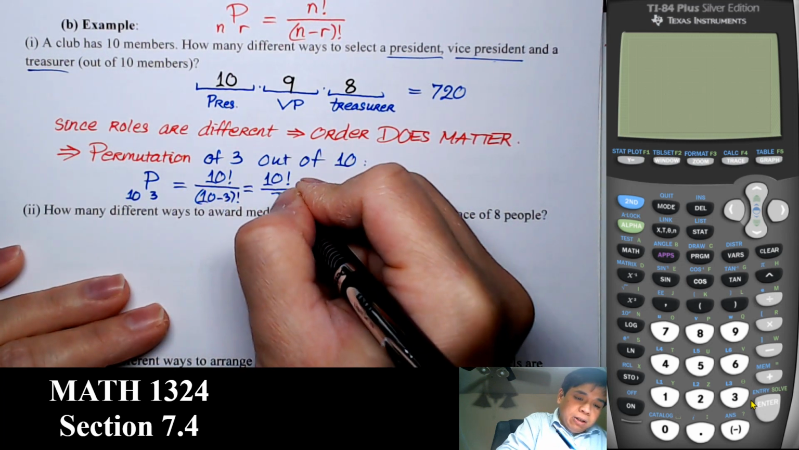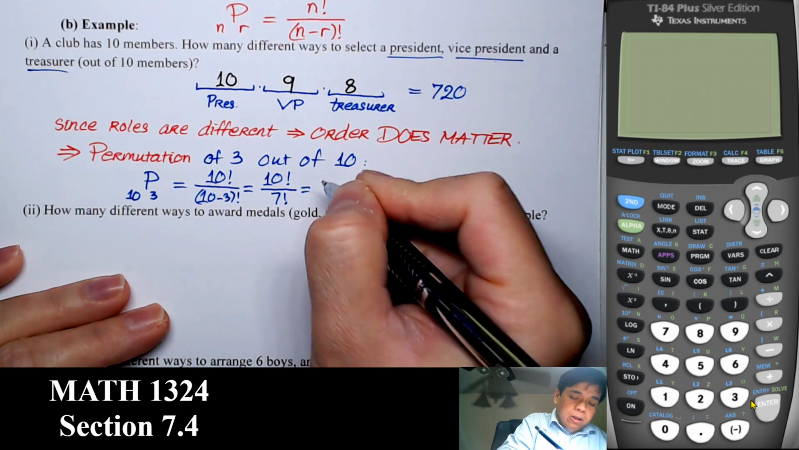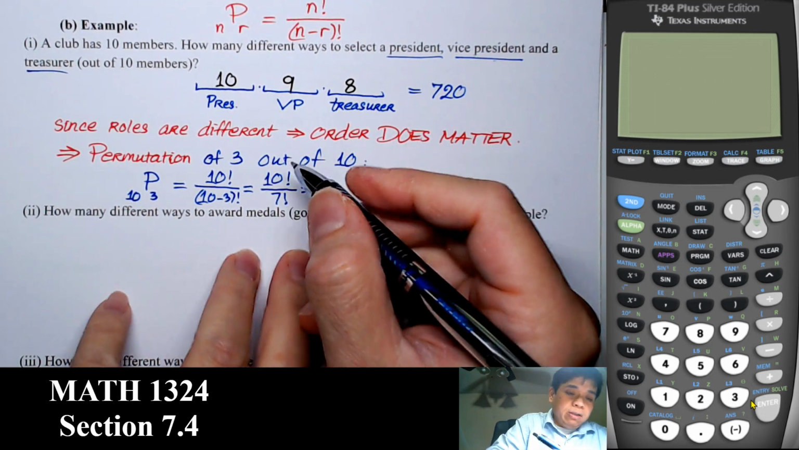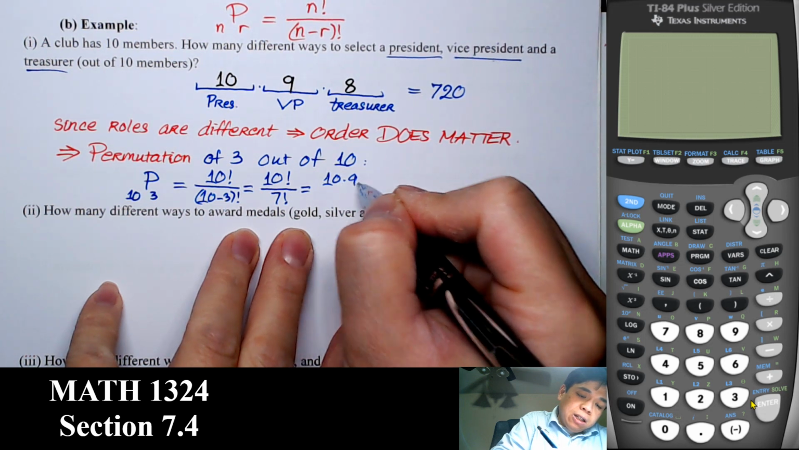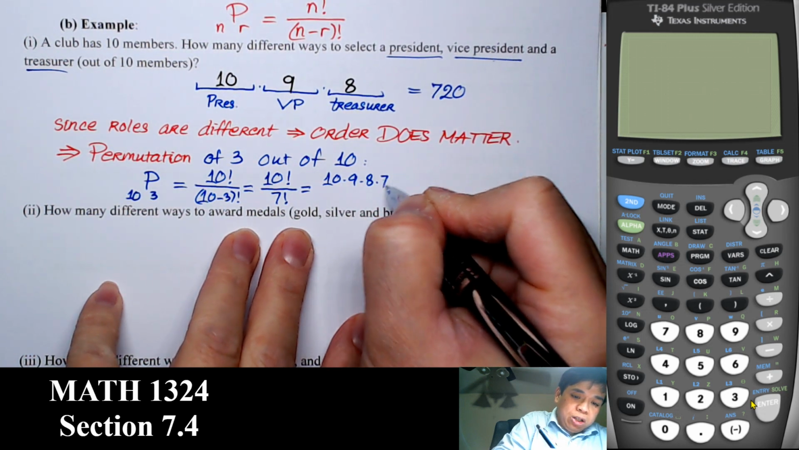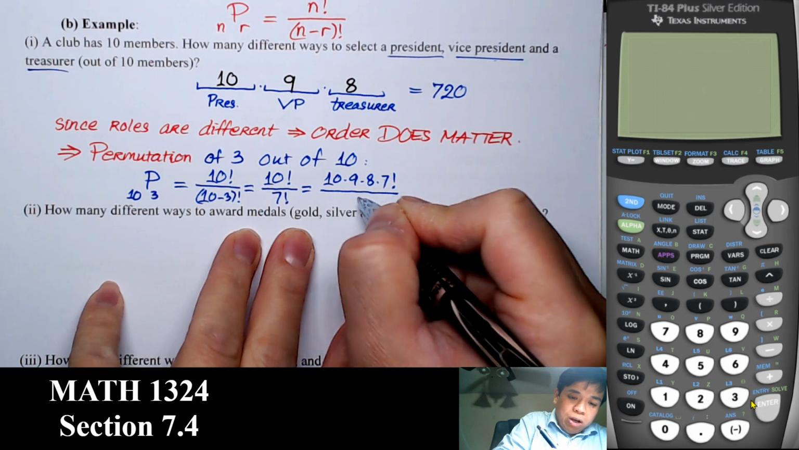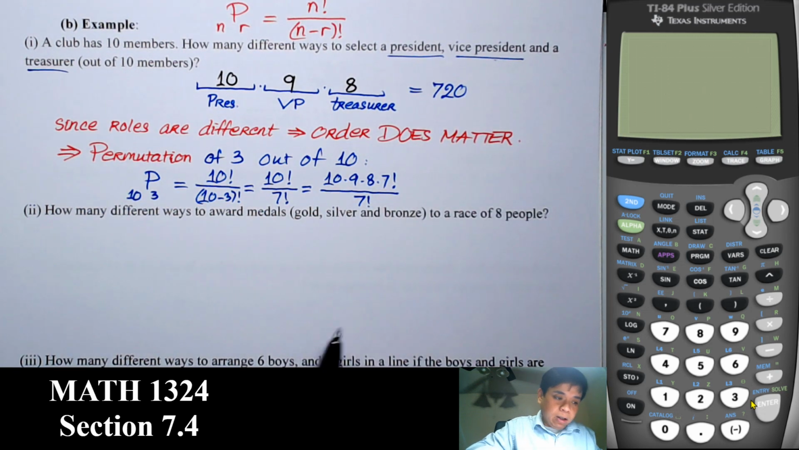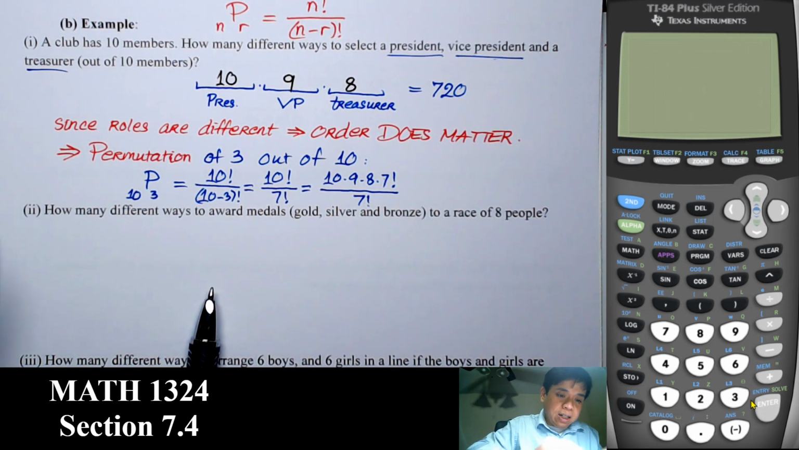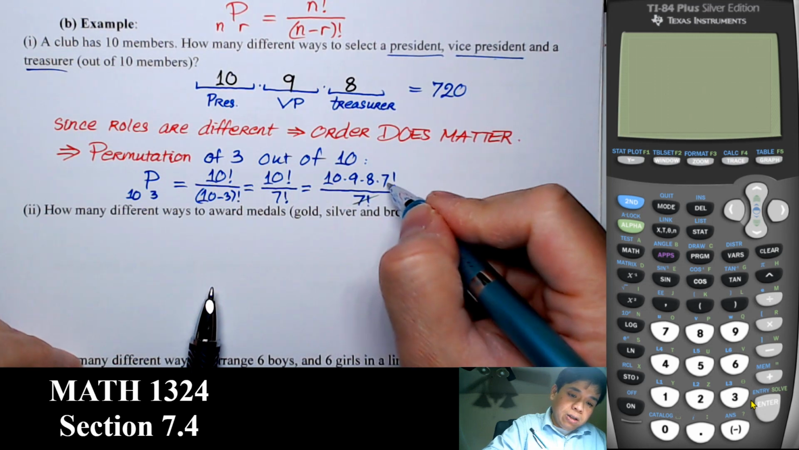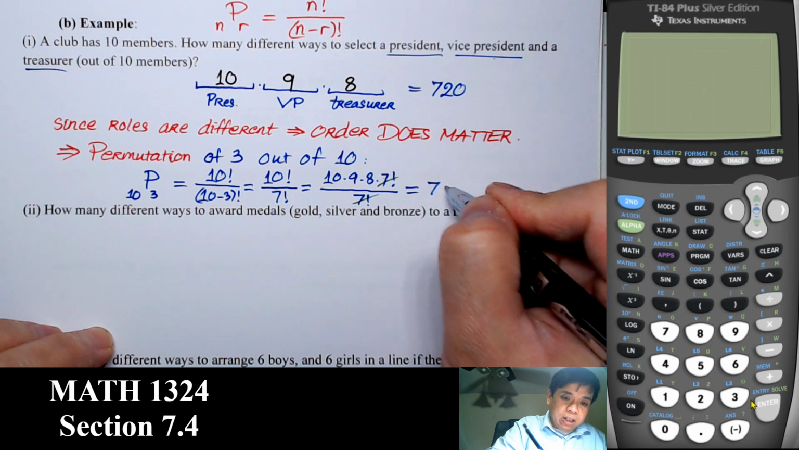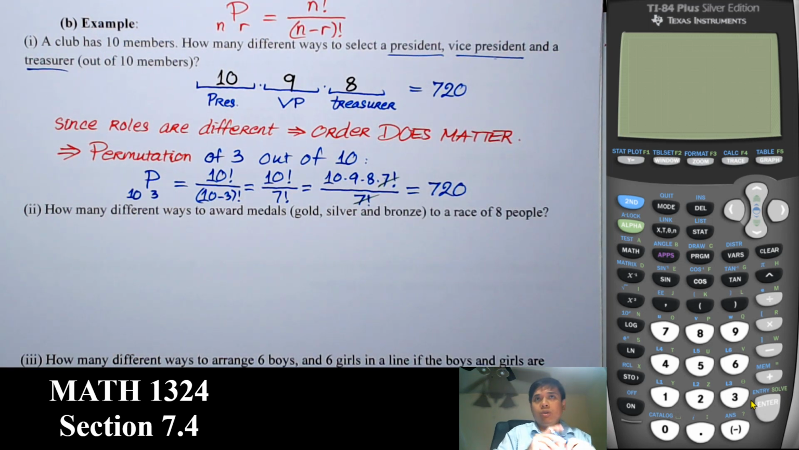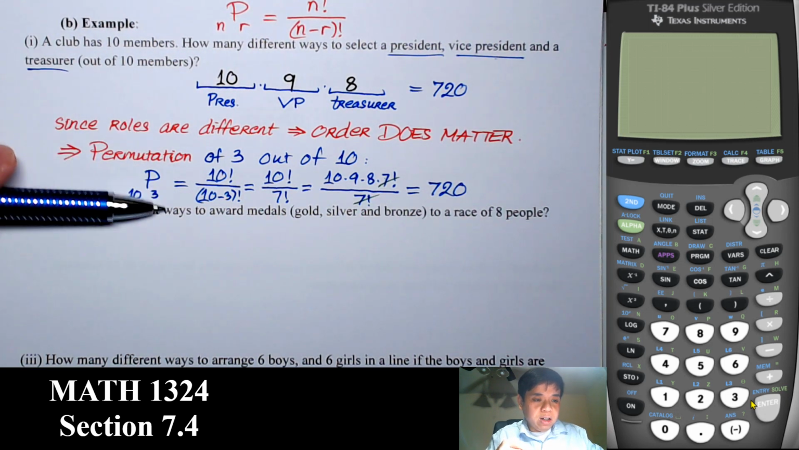So that's 7 factorial. So that gives us, for this we say 10 times 9 times 8, and we stop at 7 because we do have the 7 factorial at the bottom. That cancels out. And we have 10 times 9 times 8, that's 720. Right. So either we use permutation or we just use the slot like this.